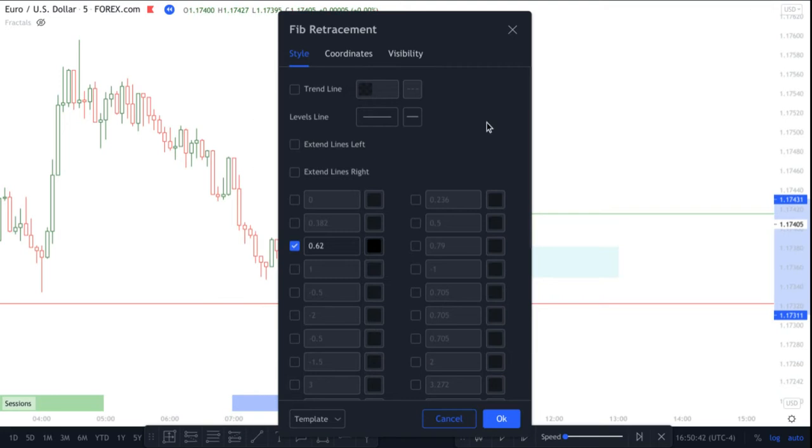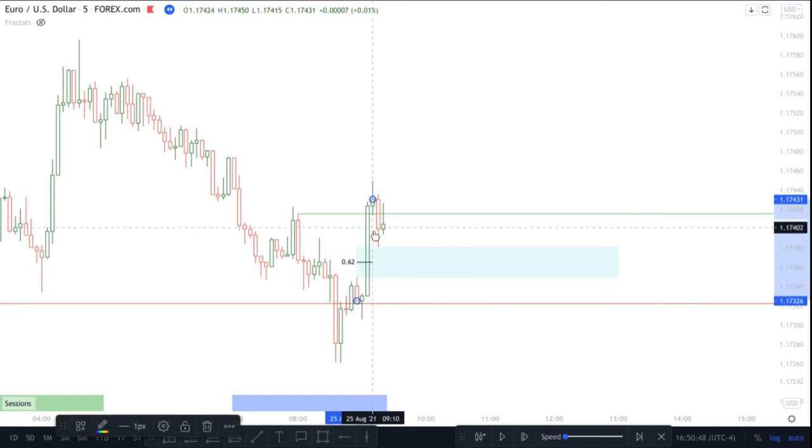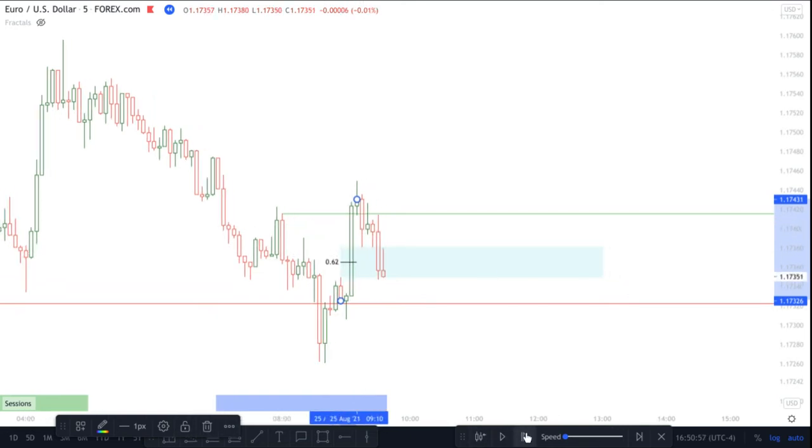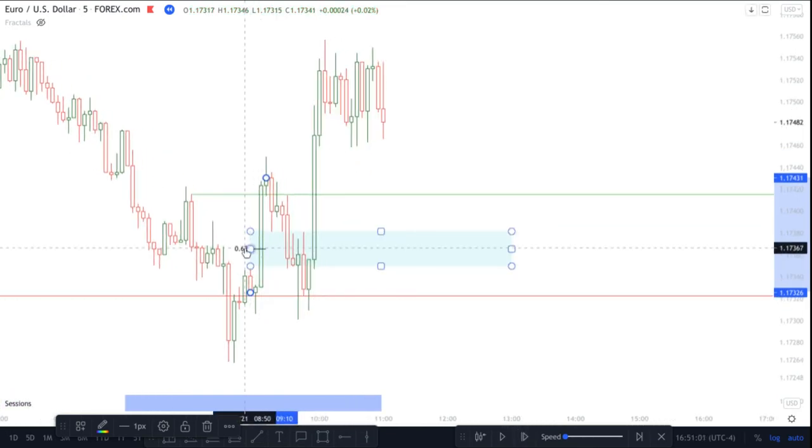So I use this swing low instead of this one because, as you can see, you want the Fibonacci to line up with the fair value gap. So this could have easily been your entry right here.